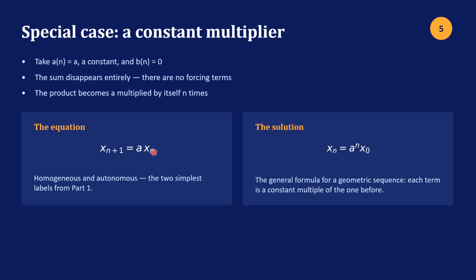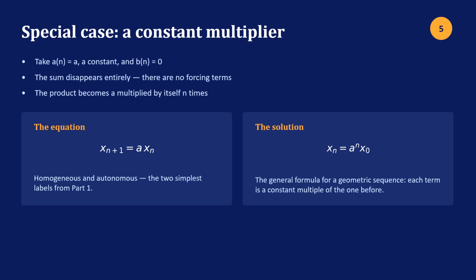And so when you put in x0, you get x1, and that's a times x0, and then you plug that in to get x2, and then you get a squared, and so on. So the formula falls out pretty easily. It's the geometric series, and I'm showing that here. That alone gives you a lot, and we'll see an example where we do compound interest, and that falls into this case here.